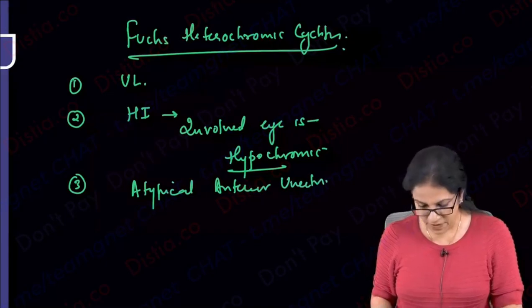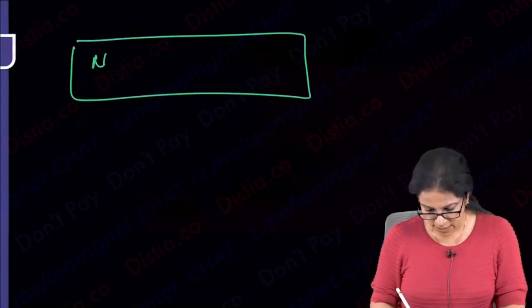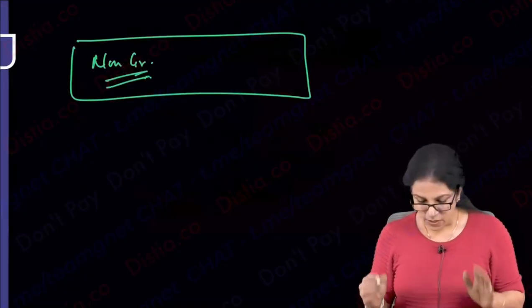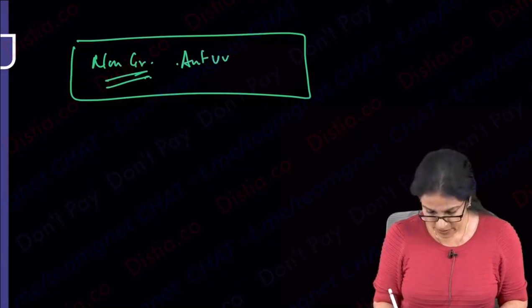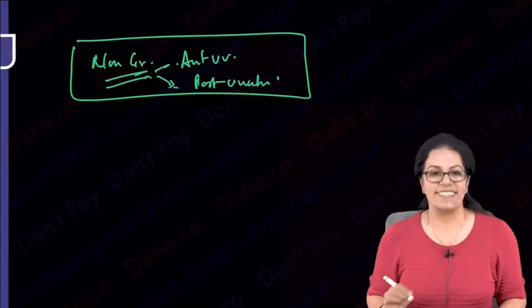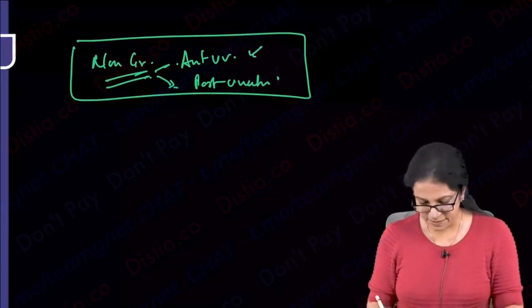And what is the type of uveitis? All of you put it in the box. It is a non-granulomatous anterior uveitis, okay? So it's a chronic non-granulomatous anterior uveitis, and it may involve the posterior uvea also, leading to posterior uveitis. But primarily at your level, we will talk about anterior uveitis.